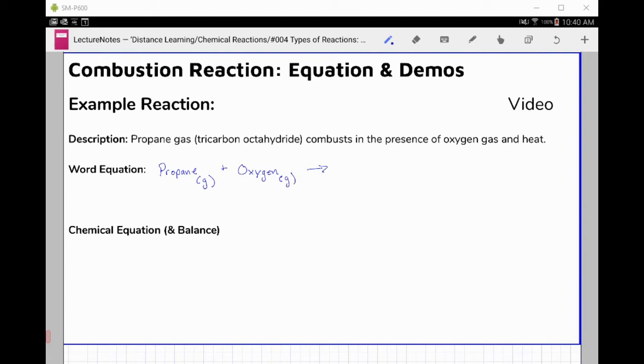And since propane is tricarbon octahydride, that's a hydrocarbon compound, we know the products are going to have to be carbon dioxide and water. Both of those are going to be in their gas states. And because it's combustion, it's going to be releasing energy. We use that little bit of energy from the spark to get this reaction going.